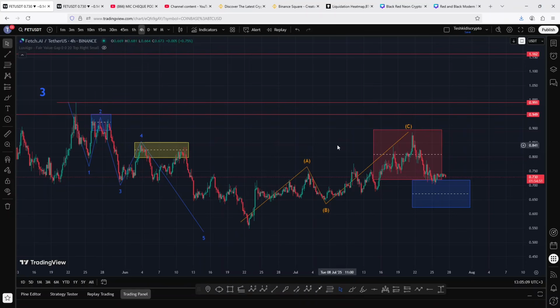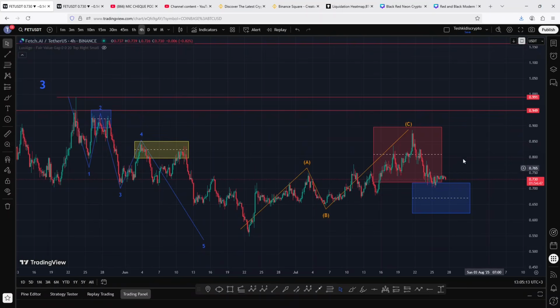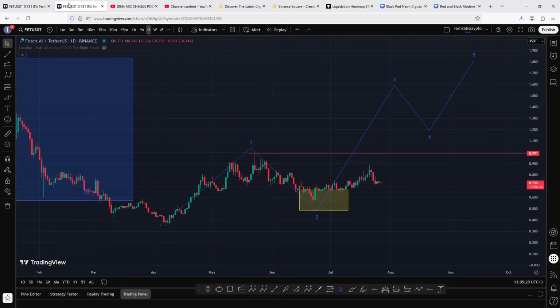Fetch AI at the time of this recording is giving us a bit of a short-term pullback after getting rejected within a key area of resistance between the 0.896 and the 0.721, which is that red target area. And on today's update video, I will be discussing the Fibonacci key areas of supports that you need to continue holding above, and above all discuss what I expect here on the daily chart. So make sure that you stick around till the end of the video.